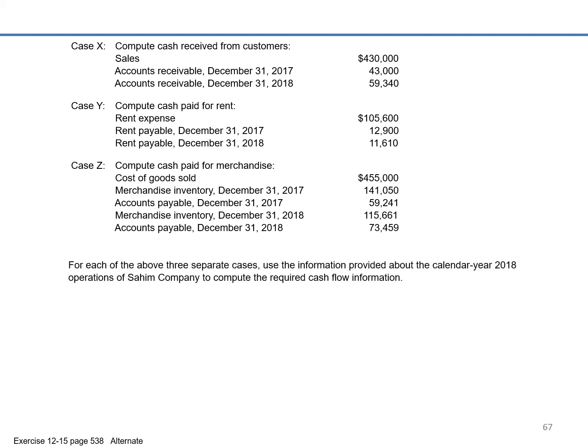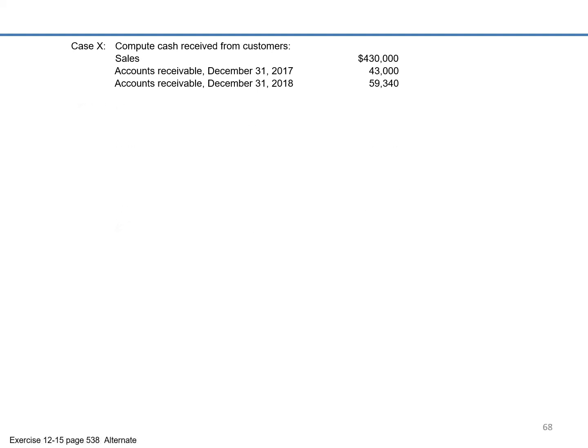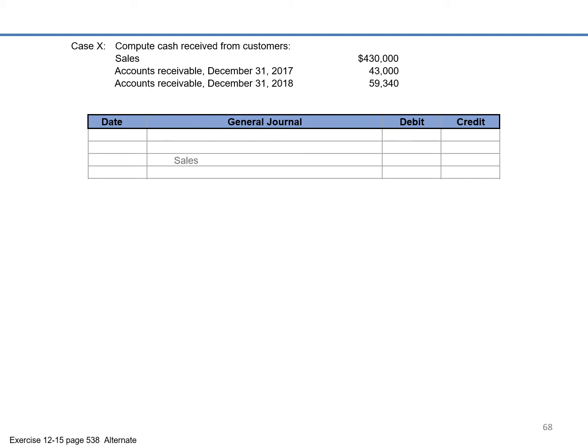Okay. So compute cash received from customers. We have sales of 430,000 credit. Our accounts receivable increased by $16,340, 59,340 minus 43, right? So cash received from customers is 413,660.